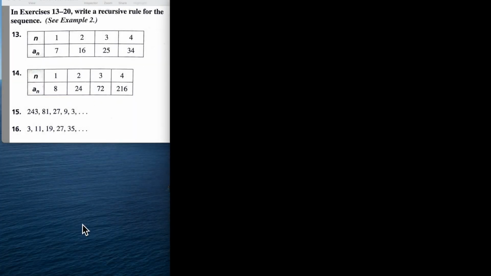Okay, continuing on with the homework assignment, we're asked to write the recursive rule for these sequences. Let's do number 14. What do we see here? Here's our positions, 1, 2, 3. Here's our values. A at n, a sub n means the value at position n. So here's our a sub 1, the value in position 1. Here's our a sub 2, the value at position 2.